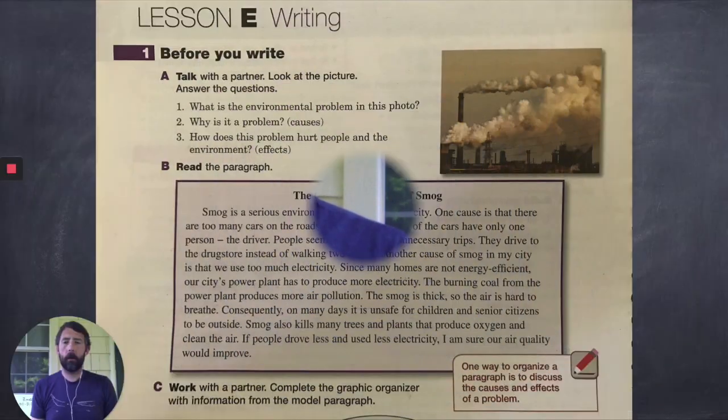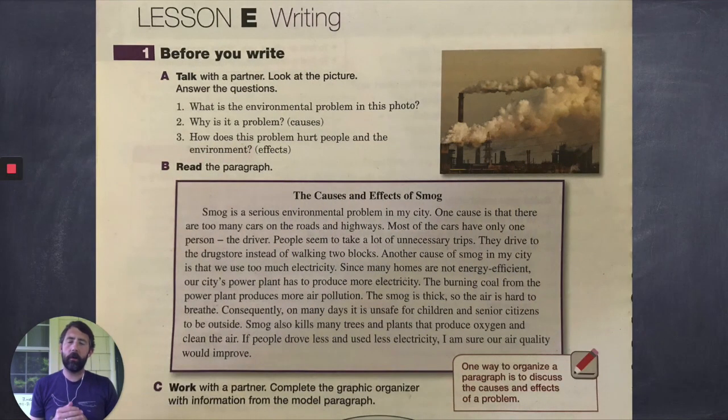Throughout this unit, we've been talking about environmental problems, and we've also been talking about cause and effect. And so today, we're going to put those two ideas together, environmental problems and cause and effect, and we're going to think about how to write a paragraph talking about cause and effect with environmental problems.